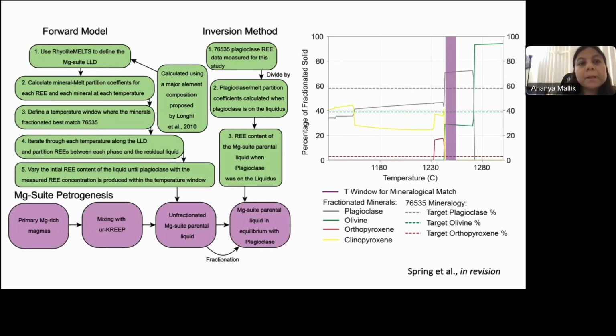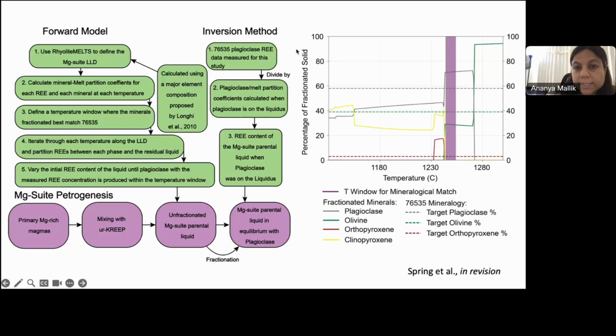parental liquid. But in order to go back to what the unfractionated parental liquid may be, we use this forward model where what Isaiah did was he took a primary melt composition, such as the one that was proposed by John Longhi, and he ran it through rhyolite-MELTS to basically get the phase proportions that one would expect as that primary liquid crystallizes. And so this figure here to the right shows temperature versus percentage of fractionated mineral along the line of descent from the primary liquid.